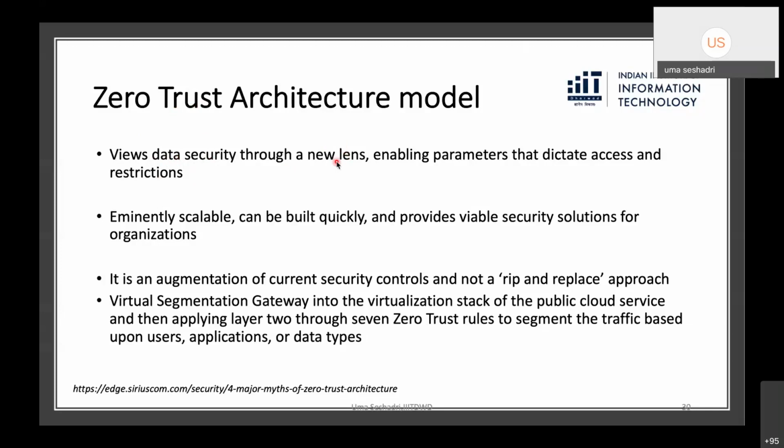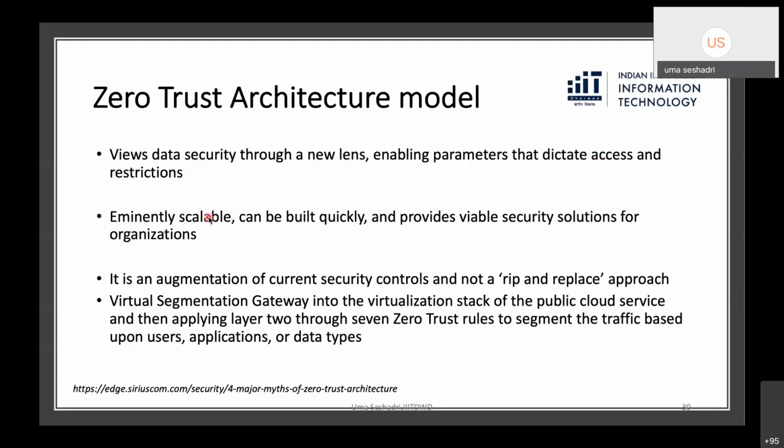So it always looks at the possibility that an insider, an internal employee, can create havoc and hack the system. So the zero trust architecture model always looks from a different perspective. It always creates access and restrictions for all the employees inside the organization.